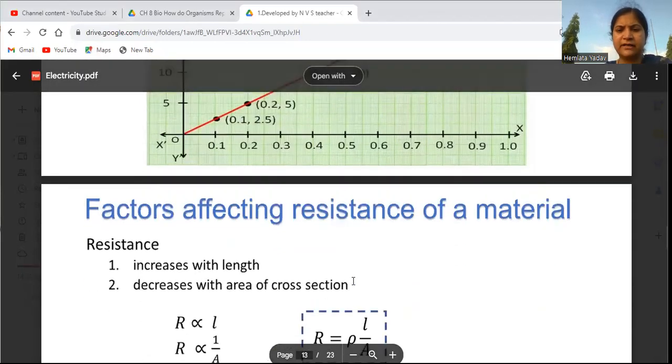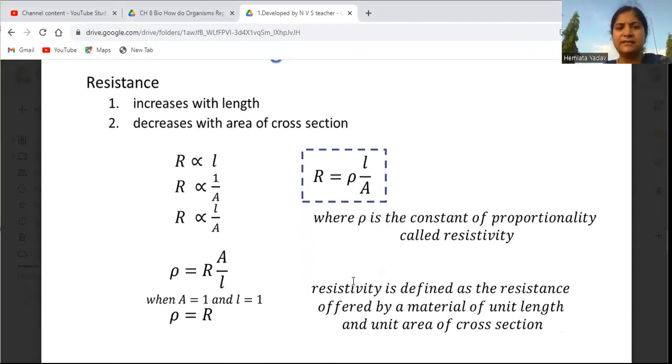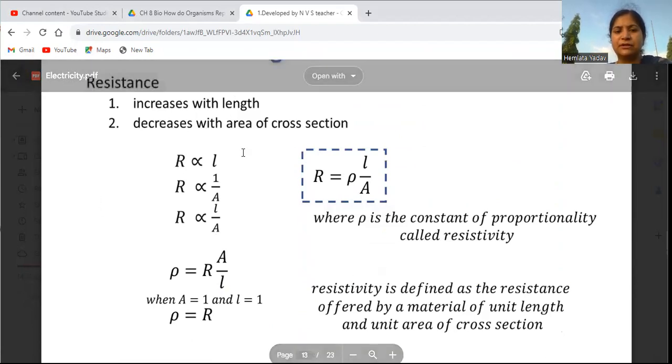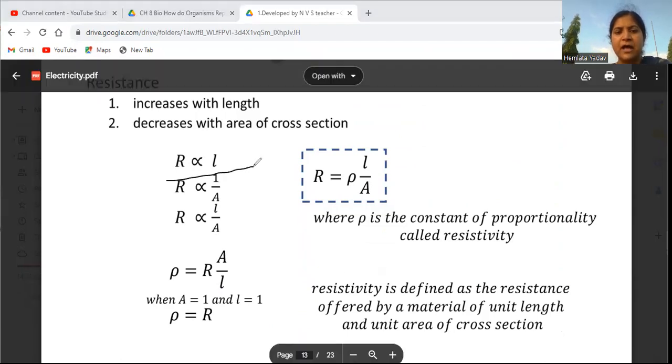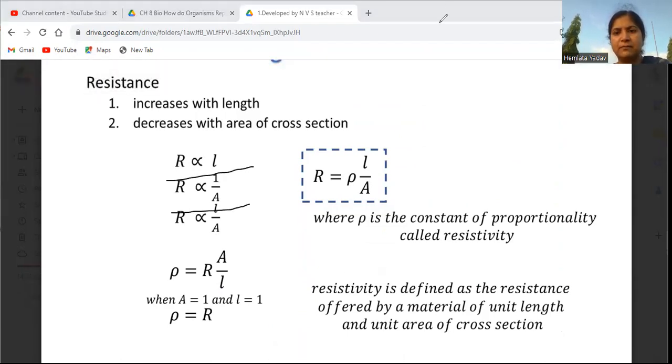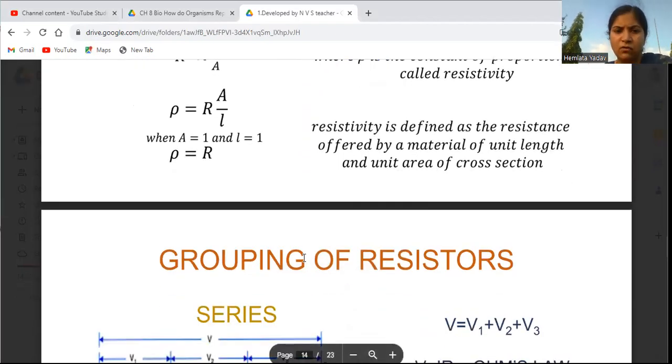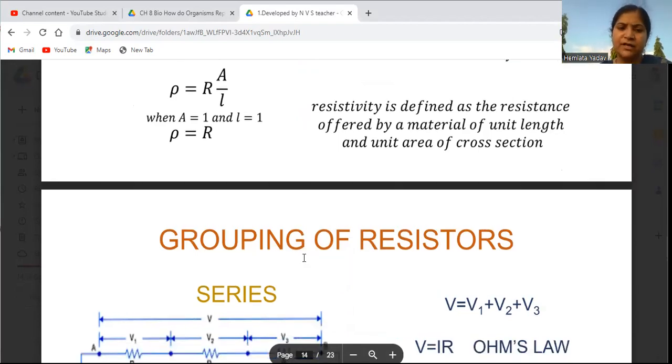Now, factors affecting the resistance of the material. Resistance increases with length. As we increase the length, it is directly proportional to the resistance, and it's inversely proportional to the area, so we will write 1 by A. When we combine both, it becomes R is equal to L by A. When we remove the proportionality sign, we have rho, the resistivity, and rho is equal to RA by L. If A is 1 and L is 1, then rho will become equal to the resistance offered by a material of unit length and unit area.